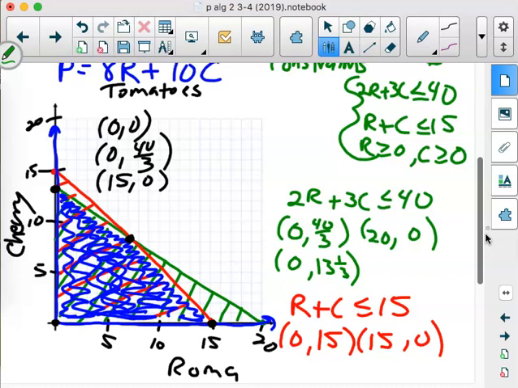Let's get c all by itself. 3c will equal negative 2r plus 40. And I'm going to do equals because I want my graphing calculator to see where these lines hit each other. Oh, I need that space though. We're going to put one more vertex there. And then I'll divide by 3. So c equals negative 2/3 r plus 40/3.